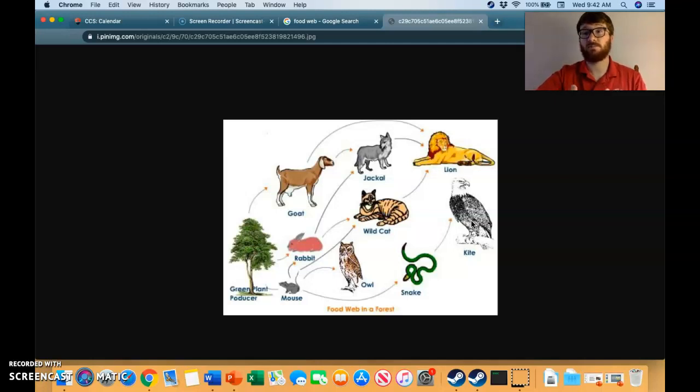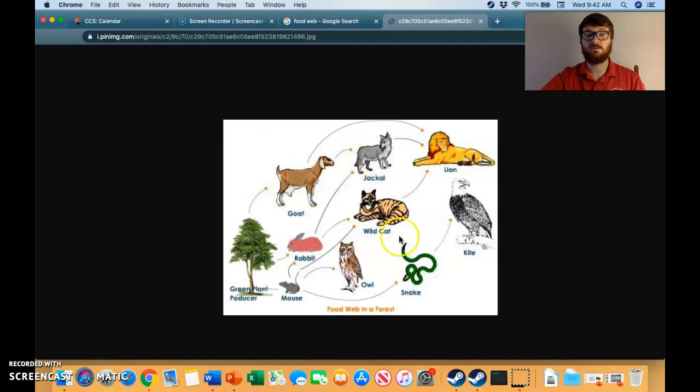And we are an apex predator. We eat lots of stuff. Not very much eats us, unless, of course, we're found in the wrong place at the wrong time and we have like a bear attack us or something. But anyway, the lion is at the top of the food chain.